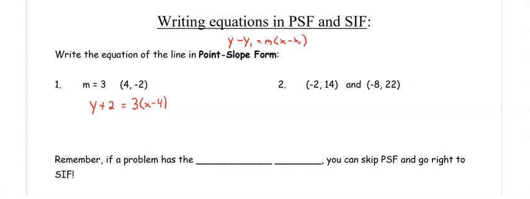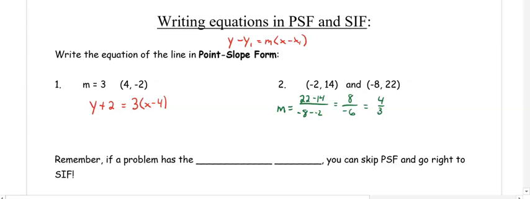In number 2, we don't have a slope yet, so we have to find our slope first by doing y2 minus y1 over x2 minus x1. So when we subtract, we get 8 over negative 6, which reduces to 4/3. Then we're going to write our equation in point-slope form, so we can pick either point. I'm going to pick the first point. So y minus 14 equals negative 4/3 x plus 2.